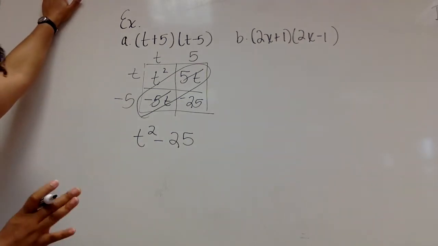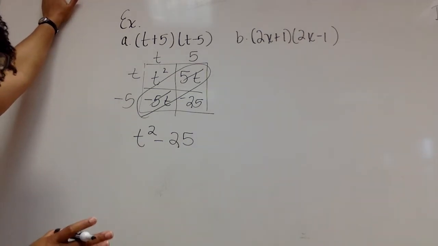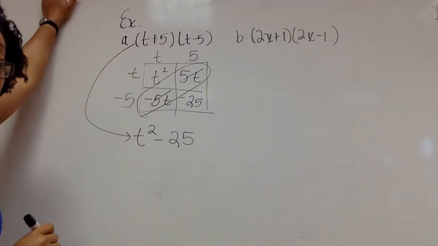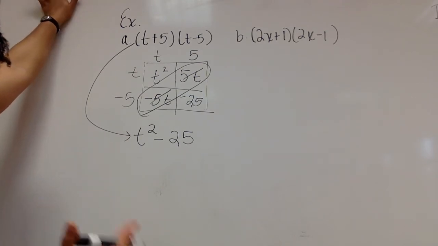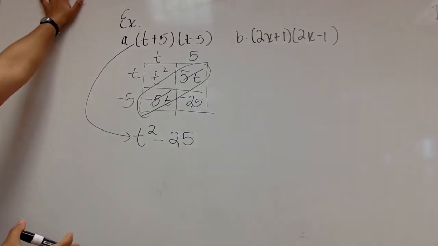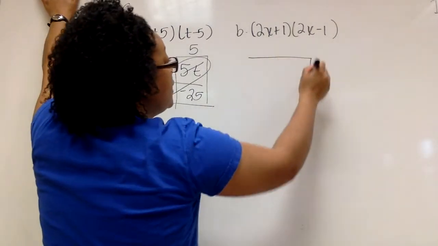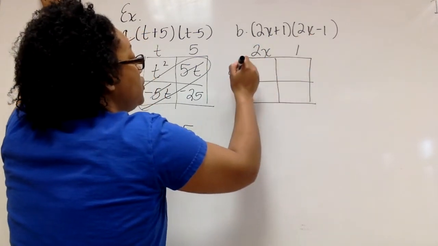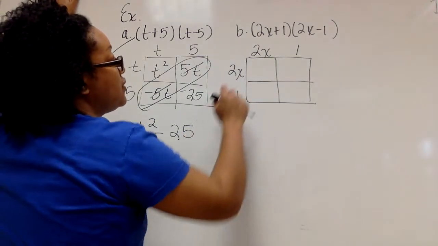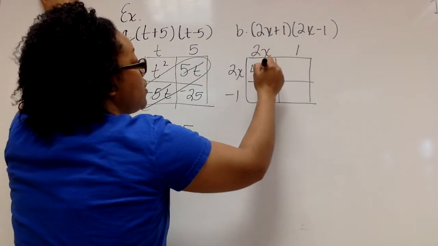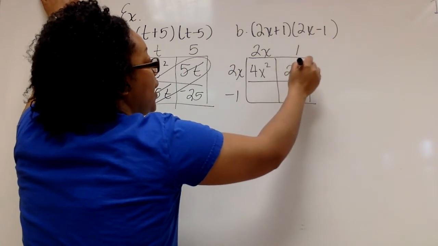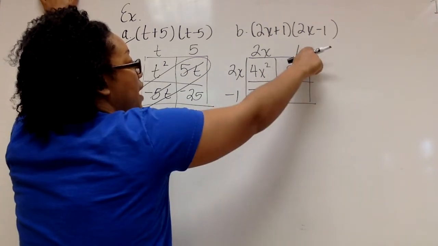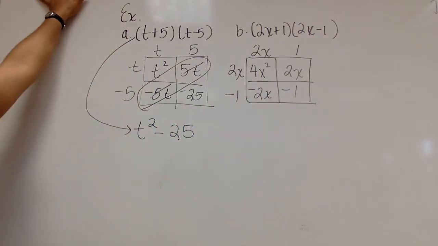All right? Now there's a pattern that hopefully you'll recognize so that if you do, you can go straight from here to here. So look at your numbers. Hopefully you'll recognize what the pattern will be. Let's do another one. Here's letter B. I have 2x plus 1 times 2x minus 1. So there's 2x, positive 1, 2x, negative 1. Let's fill in our boxes. 2x times 2x is 4x squared. 2x times 1 is just 2x. 2x times negative 1 is negative 2x. Negative 1 times positive 1 is negative 1. So we got the box filled out.